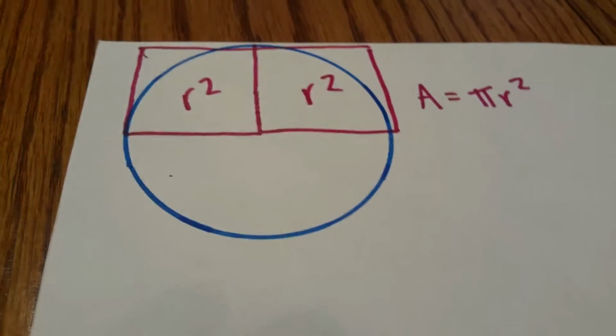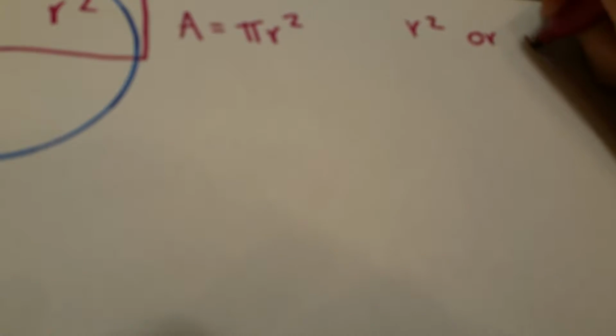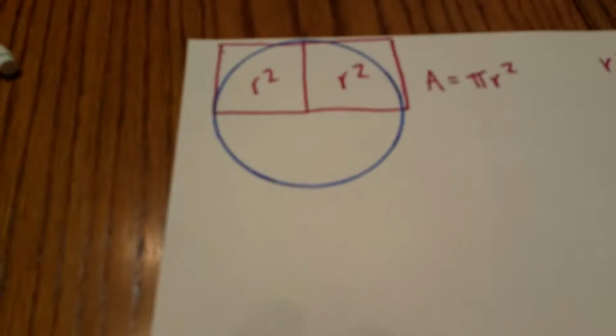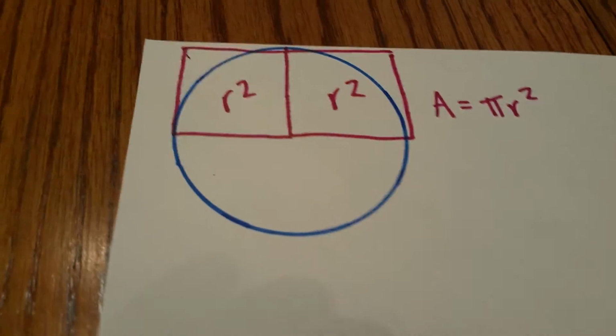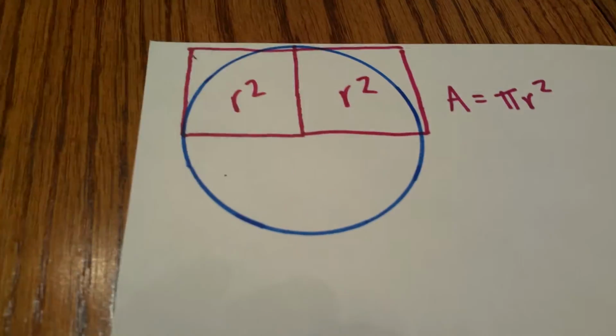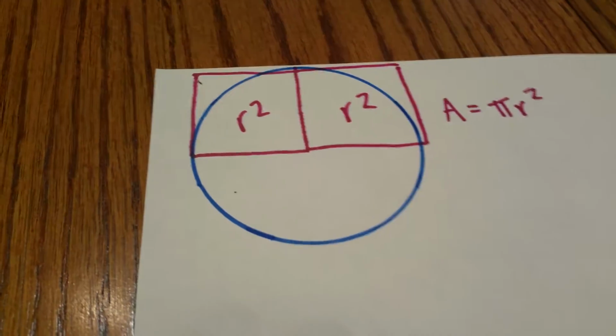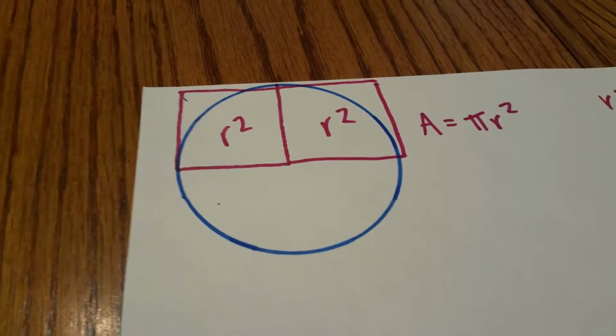So that would be another r squared, which, let's show you really quick, r squared can also be said as r times r. Whatever you prefer. You want to write r times r or r squared. So, let's go back to our circle that has two squares drawn on it so far. We need to finish the rest of our circle. We're not going to be able to figure out the area if we only have two.